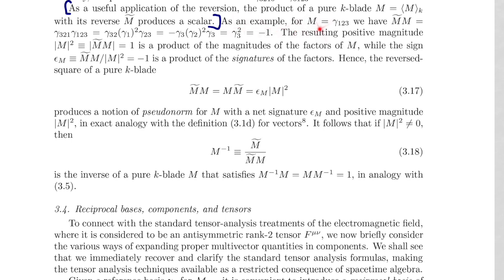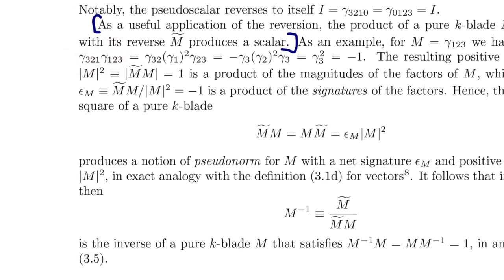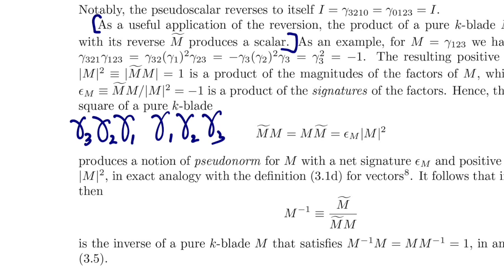As an example, for M equals gamma 1, 2, 3, notice that's a simple multivector. For M equals gamma 1, 2, 3, we have M reversed times M equals gamma 3, 2, 1 times gamma 1, 2, 3. Now, look how convenient this is: when you do this reversal, the gammas are right next to each other, and that's what they're trying to show here. But the notation makes it a little bit obscure in this case, because it's gamma 3, gamma 2, gamma 1, and then the reverse of that is gamma 1, gamma 2, gamma 3. So you've already done the exchange, and now you just pair things up.